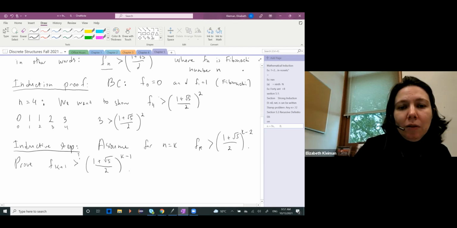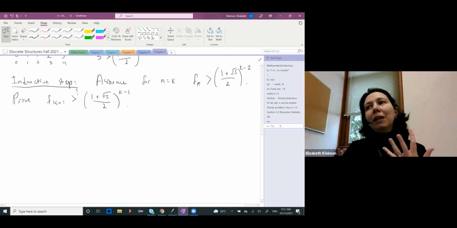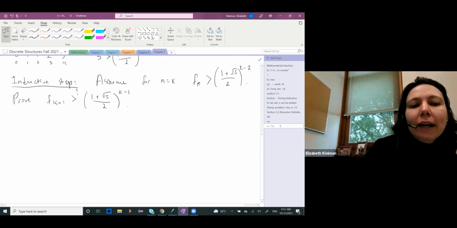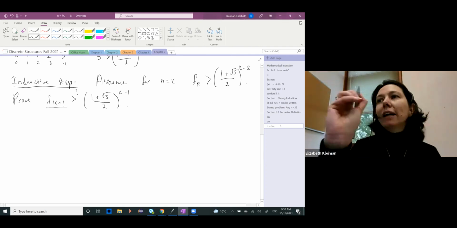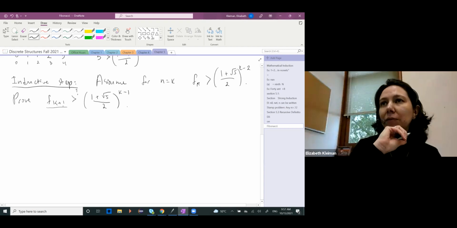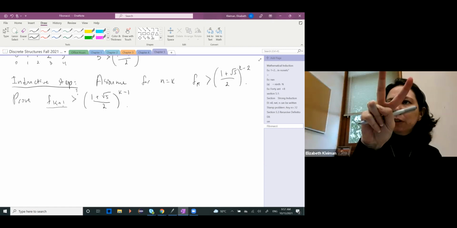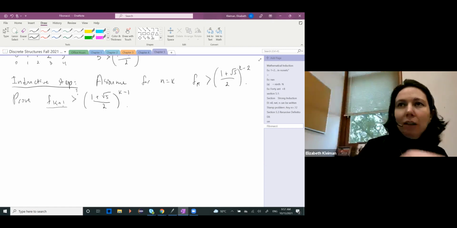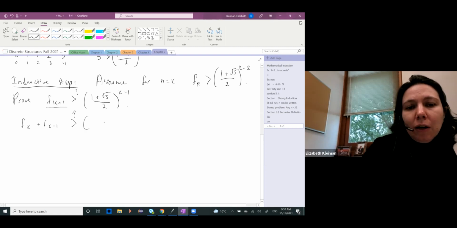So now, what do we do? What I know is I know how the Fibonacci sequence works, correct? So can you tell me what is actually f of k plus 1 in Fibonacci? How do you get f of k plus 1? What do you need to use to get it? You need to add two previous terms, correct? The way you do it is you add. So we're going to say, okay, f of k plus f of k minus 1, is it bigger than (1 plus square root of 5 over 2) to the k minus 1?